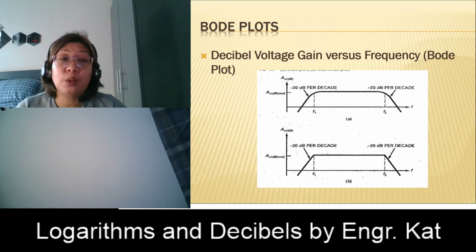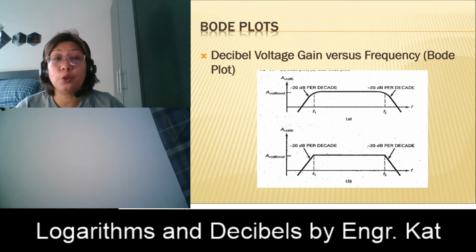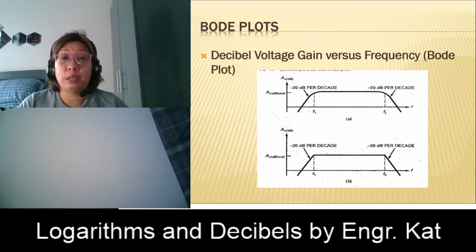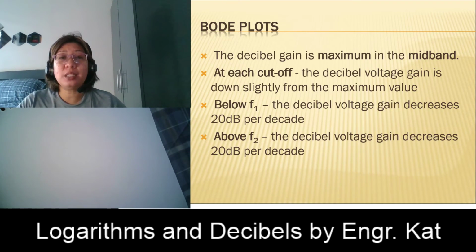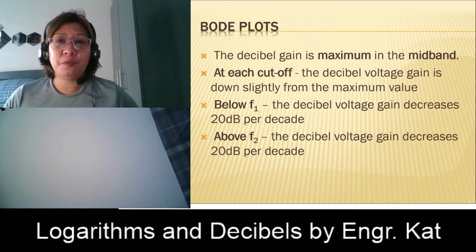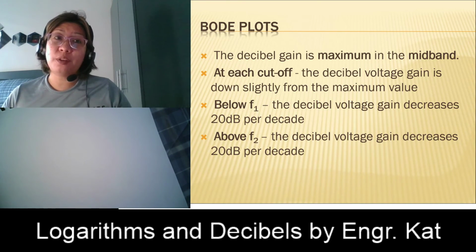So, starting at the cutoff frequency, this is the real one. But if we look at the ideal, starting at the cutoff, it will decrease by 20 dB, negative 20 dB per decade, or negative 6 dB per octave. So the decibel gain is maximum in the midband. At each cutoff, the decibel gain is down slightly from the maximum value. That slightly is 0.707.